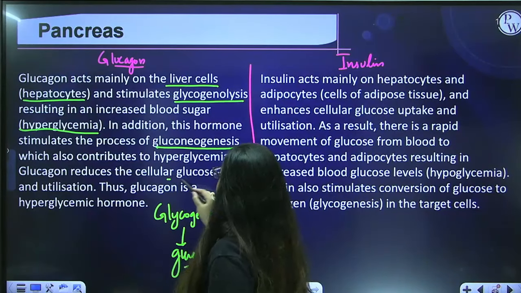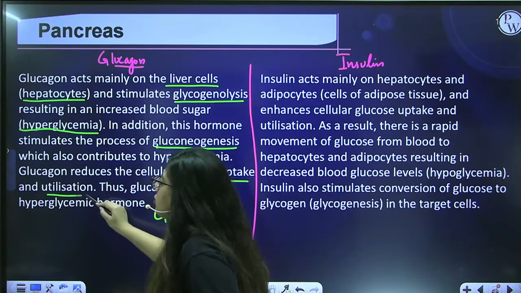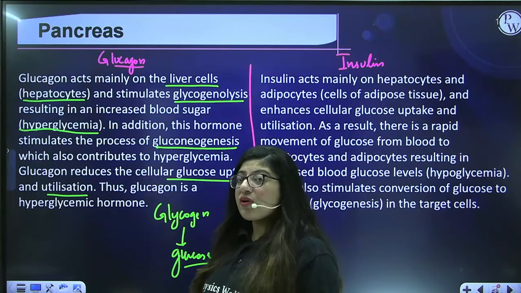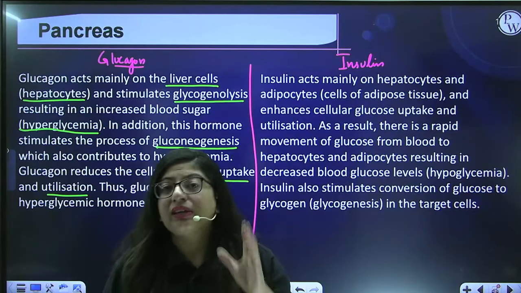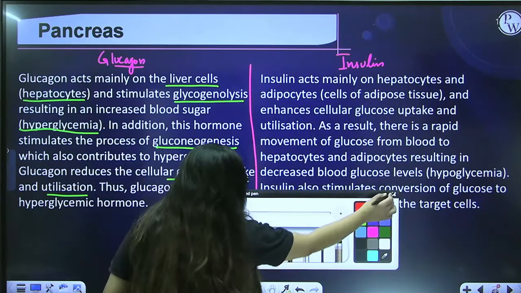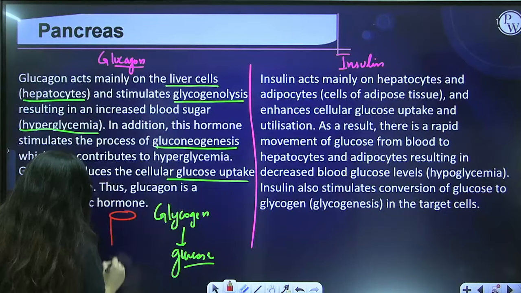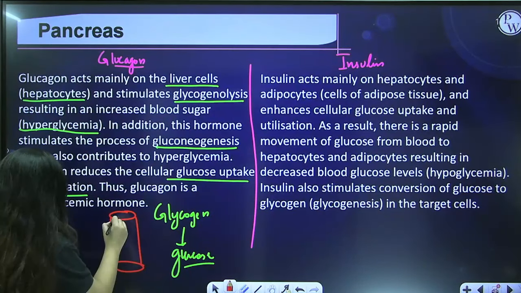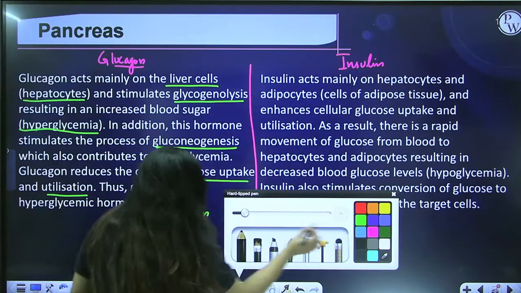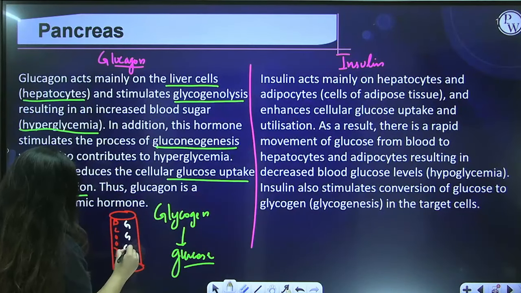Glucagon reduces the cellular glucose uptake and utilization. Also, it will not allow the cells to eat the glucose, because if cells take the glucose, the blood glucose level will drop, but it wants to increase the blood sugar level. Like this is the blood. Okay. And what does it do? It increases blood glucose.